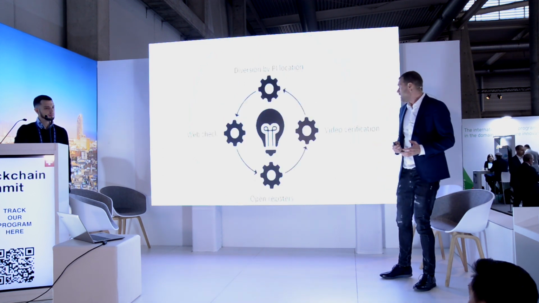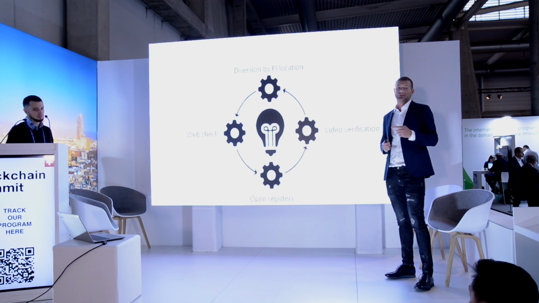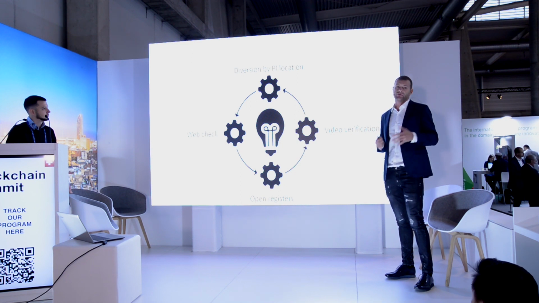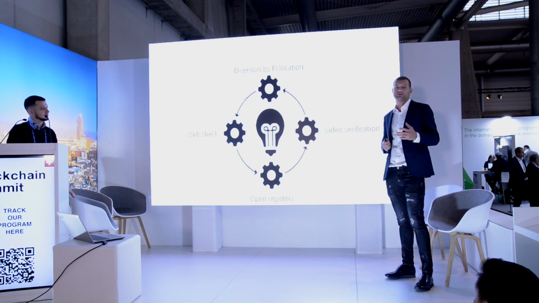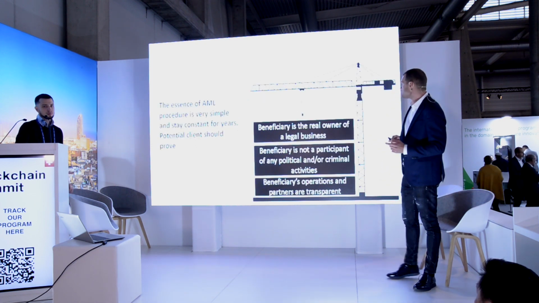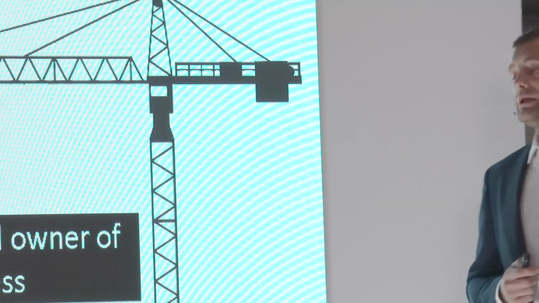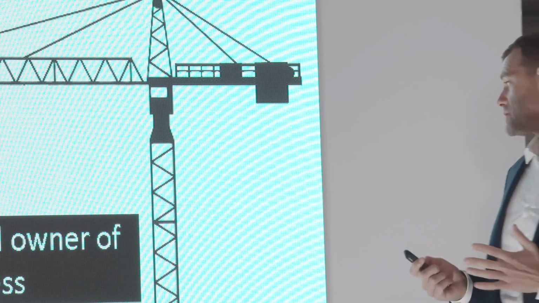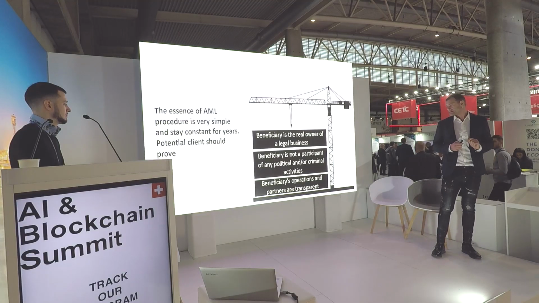Because the main thing right now for all the banks is to be sure and to understand that the source of funds, the source of origin of the beneficial owner, is legal. This is the key question, the main question of all the banks all over the world. So the essence of ML procedure is very simple. It includes only three main topics. First, the beneficiary is the real owner of a legal business. Second, the beneficiary is not a participant of any political or criminal activities. Third, the beneficiary's operations and partners are transparent.